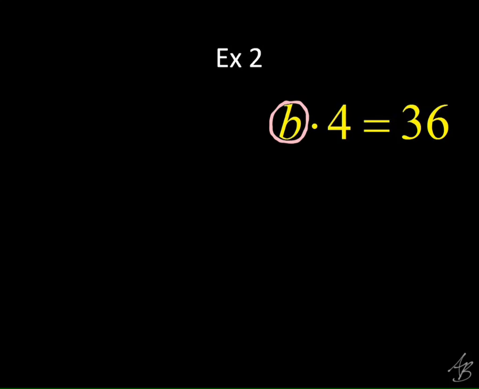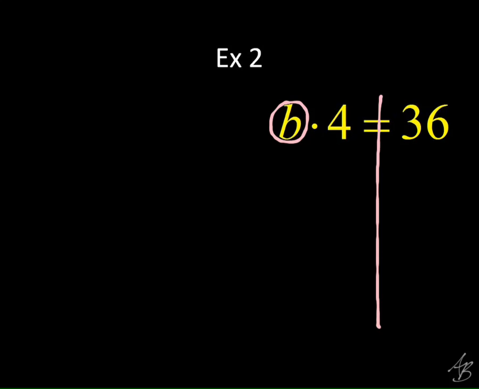B. So we'll circle that. Draw our line through the equal sign. And we want to get that b by itself. To get the b by itself, we have to get rid of the 4. And what's the opposite of multiplying by 4?